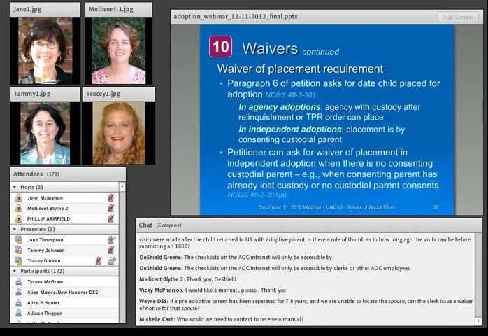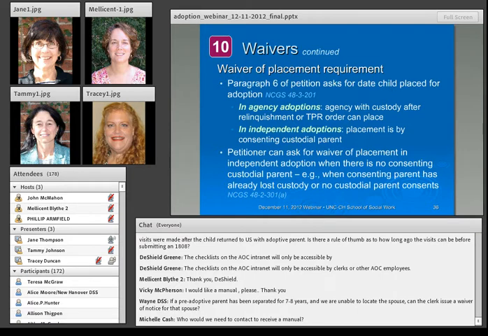In independent adoptions, it gets a lot trickier. The classic placement date is the date that the custodial parent consented. There's a difference between consenting and placing. If you look at 48.3.201, the parent with custody places by consenting. So you need a custodial parent and you need a consent.